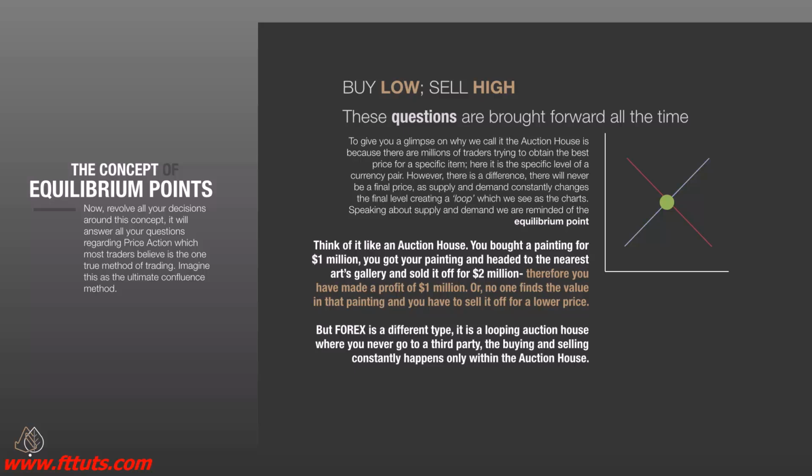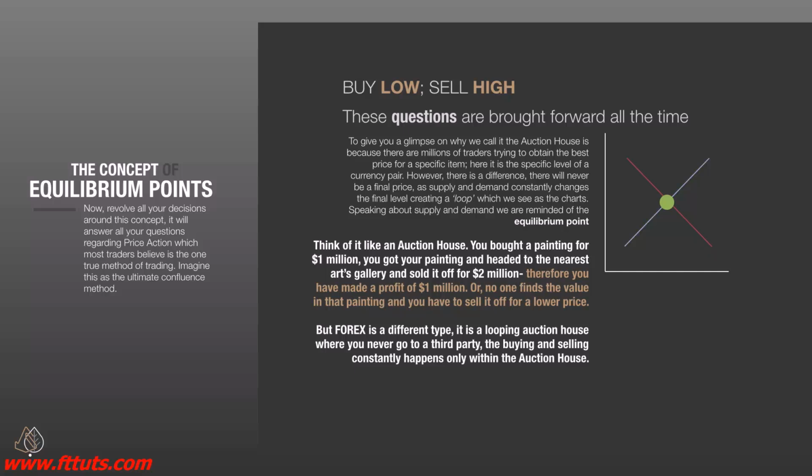However, there is a difference. There will never be a fixed or final price, as supply and demand is constantly changing the final level, creating a loop. Now imagine this. You go to an auction house and you start placing your orders. We call them orders. Let's say there is this antique painting, and you want to get this painting for $1 million. The auction house agrees to sell you that painting for $1 million. The next moment, you sell it back to the auction house for $2 million, and the auction house sells it to someone else at 3, and it goes on and on.